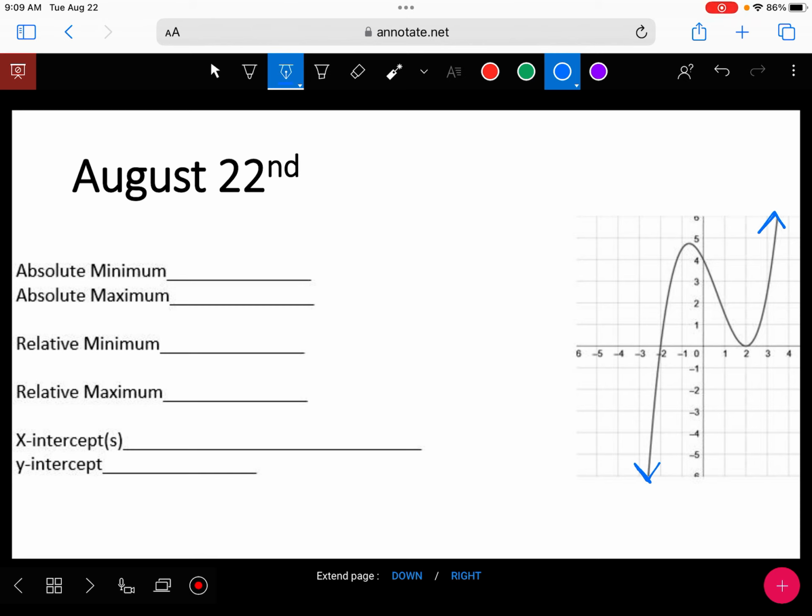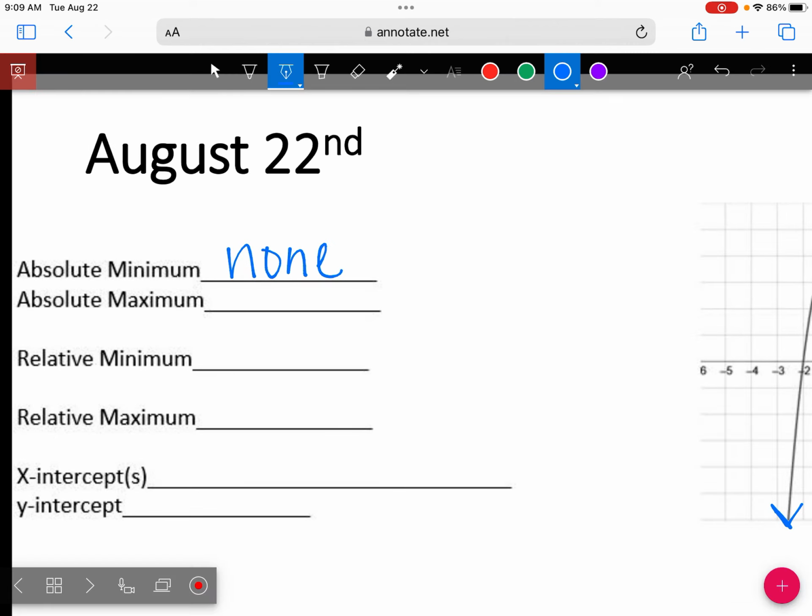Okay. So, absolute max, what would you say? None. So, anytime you have an arrow that points up, so this is none, and I'm going to write Y. The reason why is because there is an arrow pointing up. If you have an arrow that points up, you will not have, oh, I put that on the wrong line. So it doesn't have a minimum because there's an arrow that points down. And it doesn't have a maximum because there's an arrow that points up.